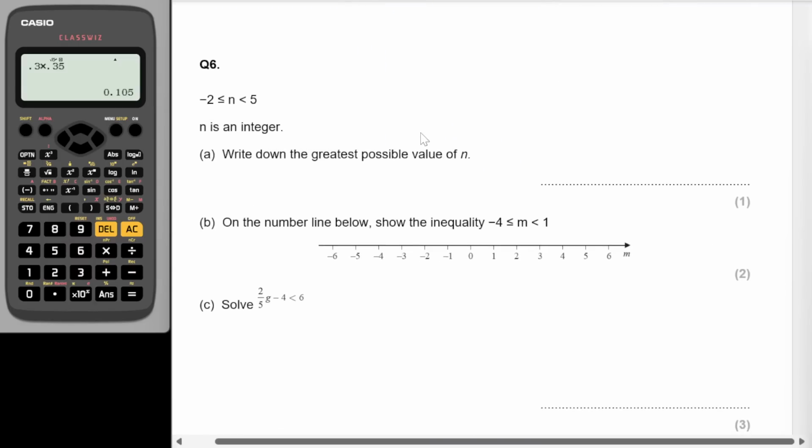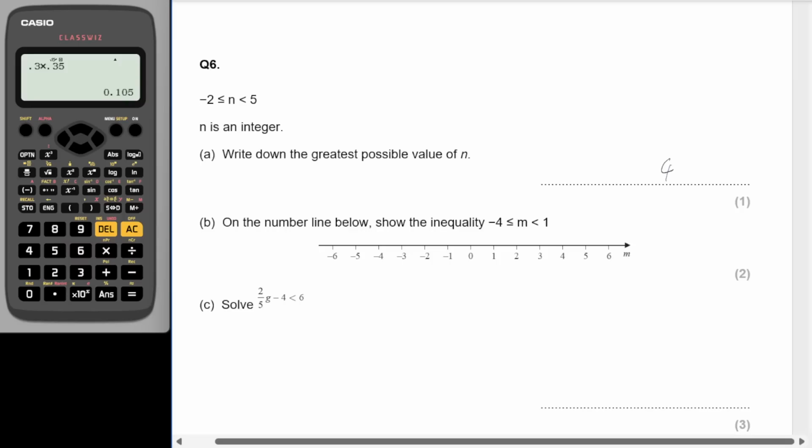Question 6. We've got -2 is less than or equal to n, which is less than 5. N is an integer. Write down the greatest value for n. So we can kind of view it on a number line. So it's got to be less than 5. So the integer is going to have to be 4.